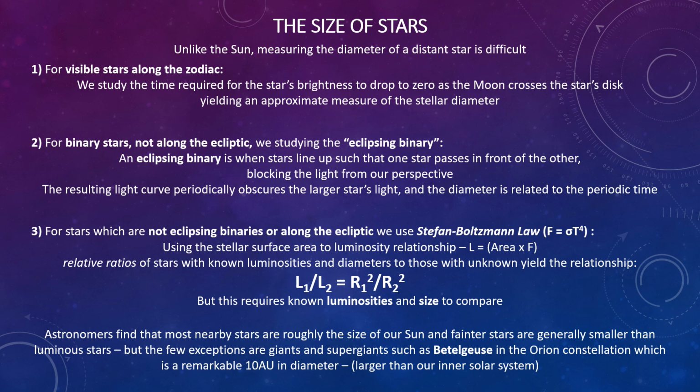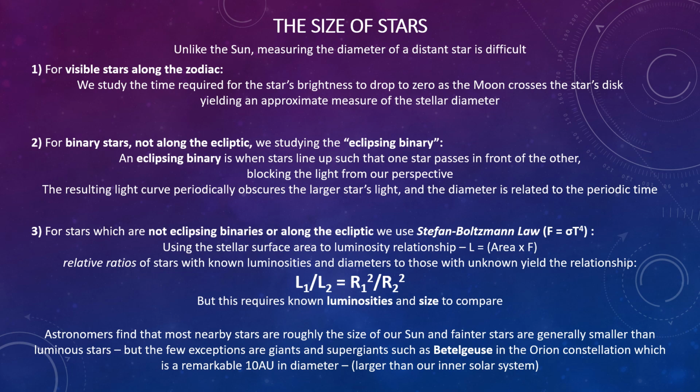And so the resulting light curve periodically obscures the larger star's light that is behind, and so the diameter of the crossing object can be measured based on this periodic time as it crosses in front of the larger star that is behind it.